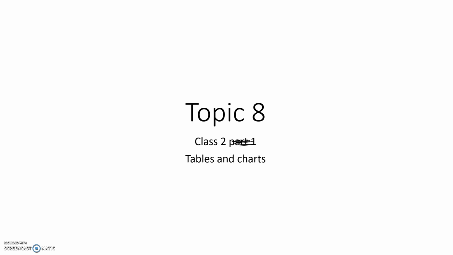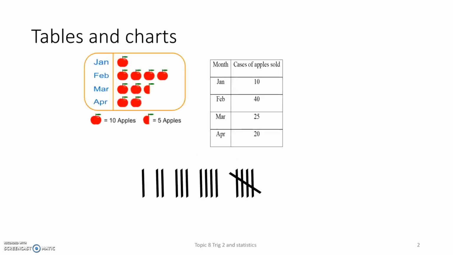And we're going to look at tables and charts, because as engineers you need to be able to present data to somebody in a way that they can see it. So we can look at pictograms, we could look at a table, we could use a simple tally. And if we're going to look at a pictogram, then we'd need some sort of key. Table straightforward, 1, 2, 3, 4, 5, and then 6, and so on.